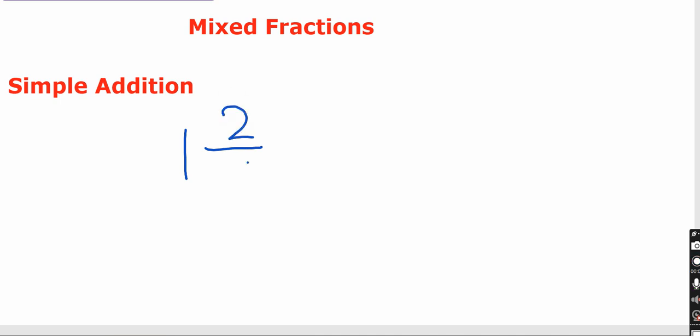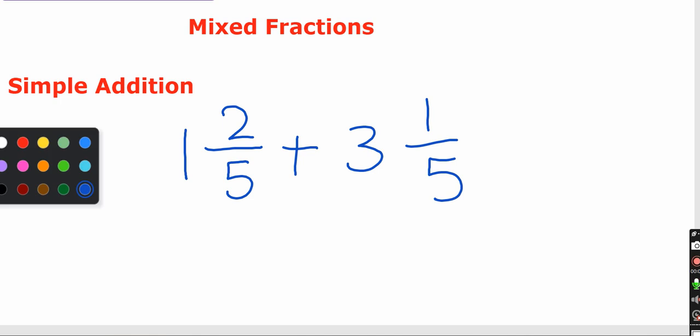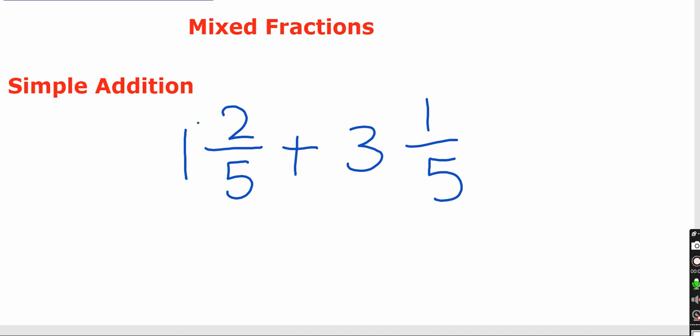1 whole 2 by 5 plus 3 whole 1 by 5. It is very simple addition. How will we add it? Eureka Math actually looks difficult, but it is not very complex. You just need to understand it better and then it will become very simple for you.